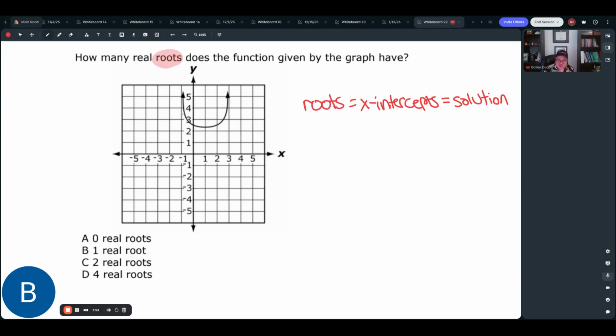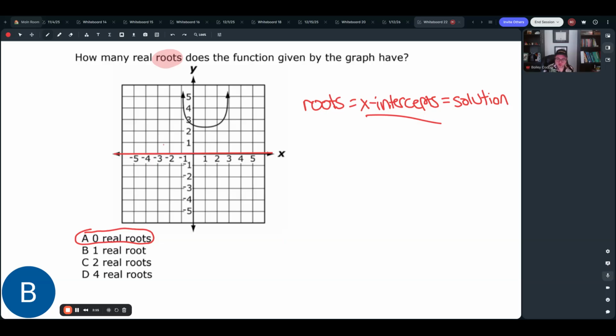And so we can see here that, let's take a look, our x-axis is right here. It doesn't look like our function crosses our x-axis at all. That's the definition of an x-intercept, right? Is where does your function cross the x-axis? Ours doesn't cross it at all. So that would mean we have 0 real roots.